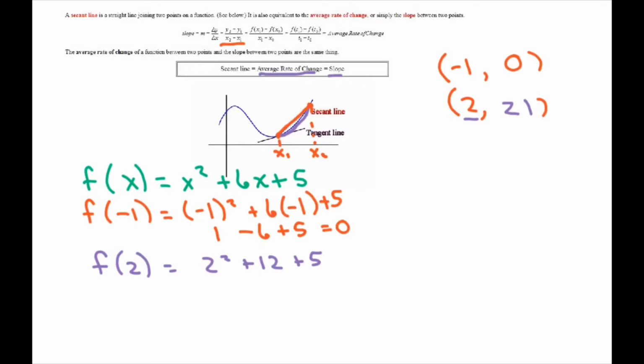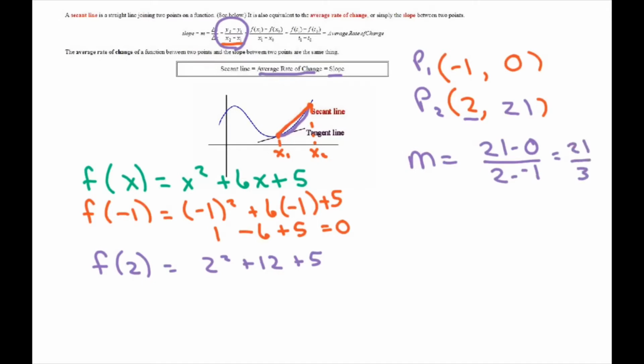Anyway, so basically let's find our slope here. We have the points (-1, 0) and (2, 21). So just use your little slope formula here and you get 21 minus 0 over 2 minus -1. So 21 divided by 3, that equals 7.